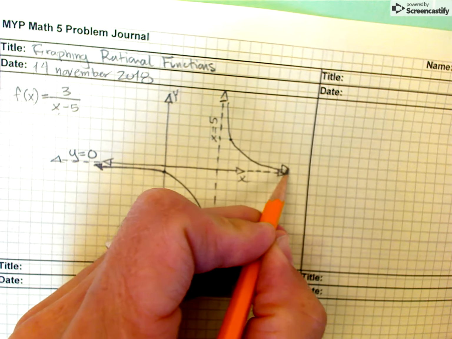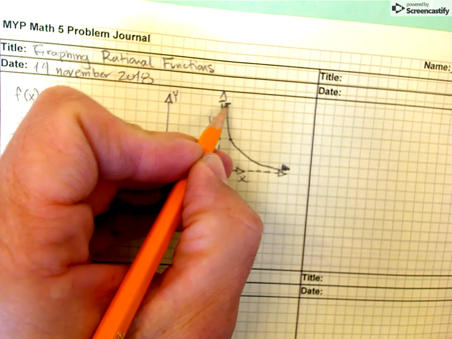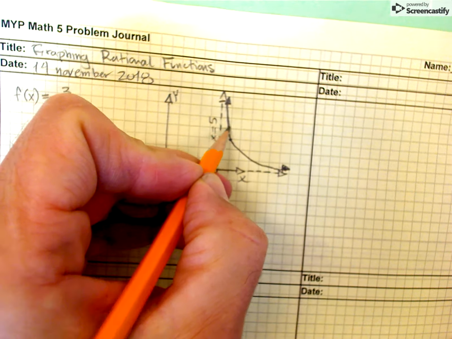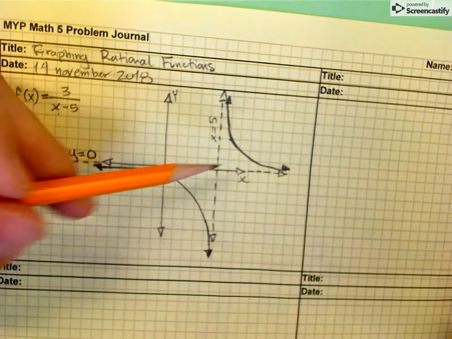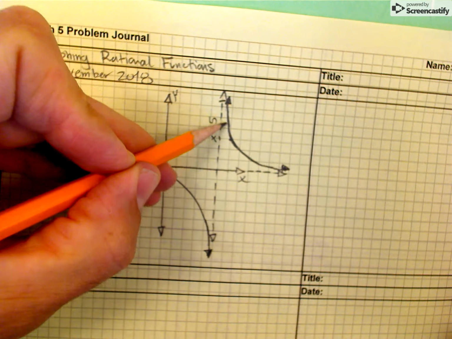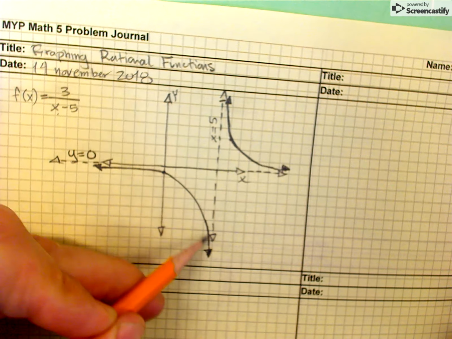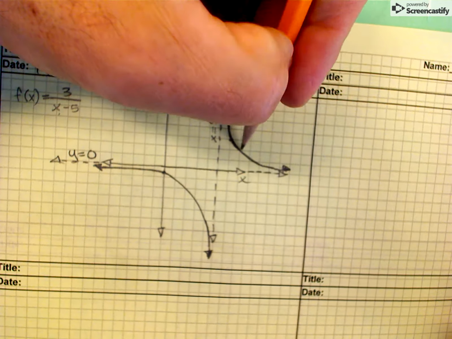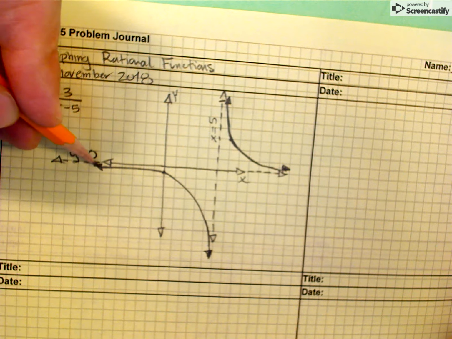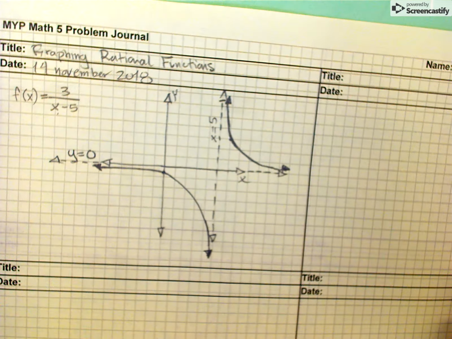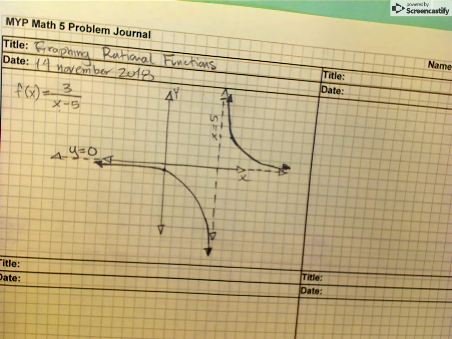Notice the curves that I drew that represent this function get closer and closer to the vertical asymptote, and they get closer and closer to the horizontal asymptote. That's what an asymptote is. So there's the graph of the function f of x equals 3 over x minus 5.